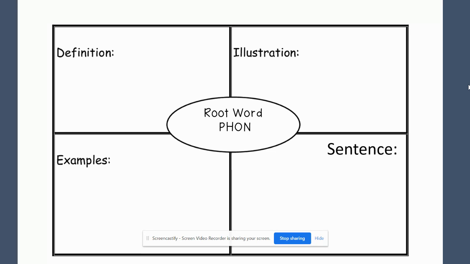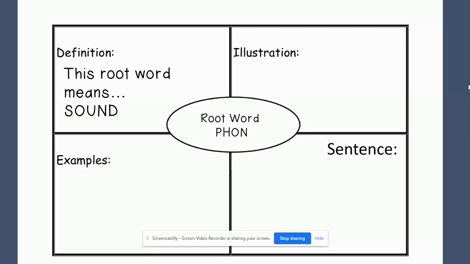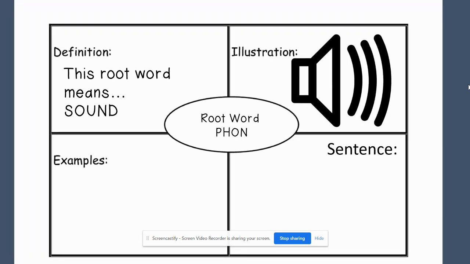Think of a word that you might know that has PHON in it, and then think about what that word means. Okay, if you guessed sound, you guessed right. It actually means, as simple as that, just sound. It has to do with sound. So for our illustration, I went ahead and did a megaphone showing sound there.